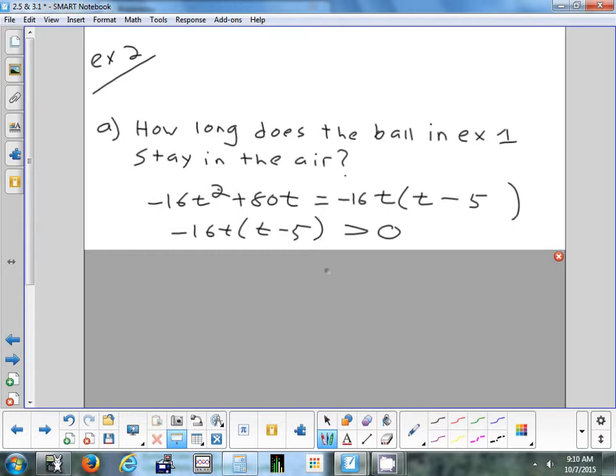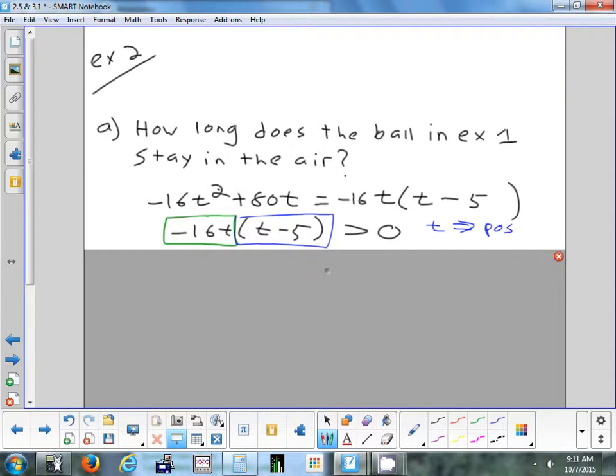Now, this is kind of like the homework problem. We're multiplying two things together. We've got that, and we've got that. We're multiplying two things together, and we want to get something that's greater than 0. T is always what kind of number? T is always positive, always. Okay? Time is not negative. Time is always a positive number. 1, 2, 3, 4.